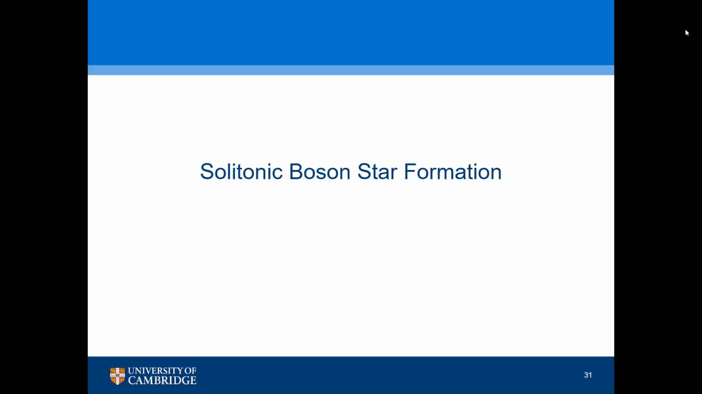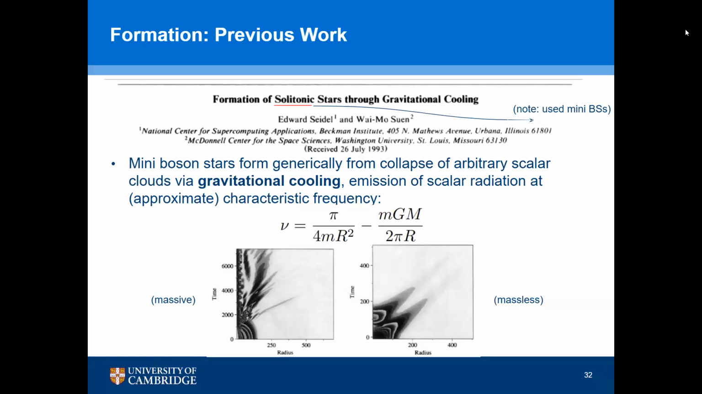So do we have one for solitonic thin shell boson stars, or are there bigger problems associated with forming them? Well, what do we know about formation of boson stars in general? We know from very early papers with mini boson stars that you can form these. The canonical paper here is Seidel and Suen, where they find that indeed, if you collapse a simple, massive, complex scalar field, you have some scalar radiation that is emitted at this gravitational cooling frequency, and in the end, you form a boson star. And not surprisingly, if you try this with a massless boson field, you get nothing, no big surprises.